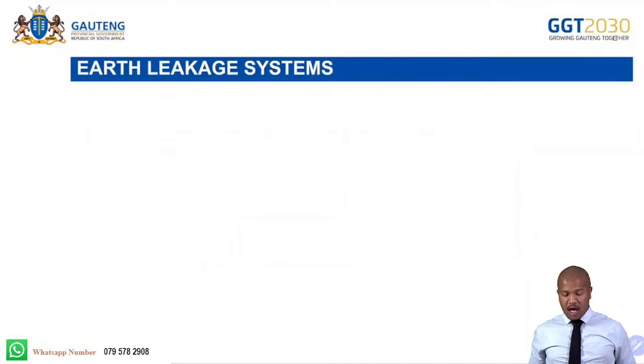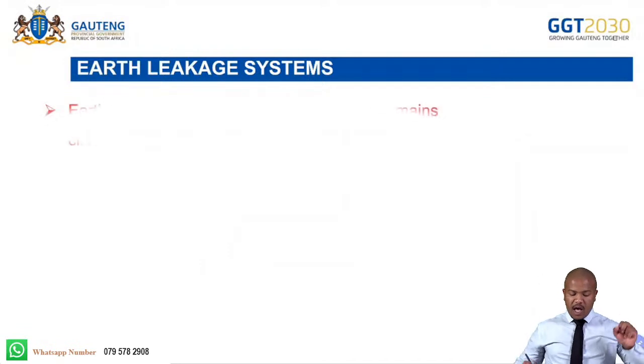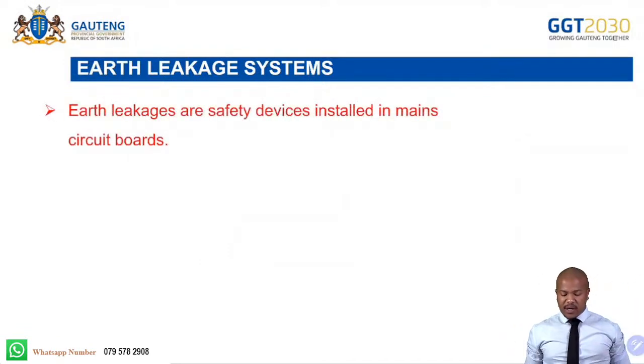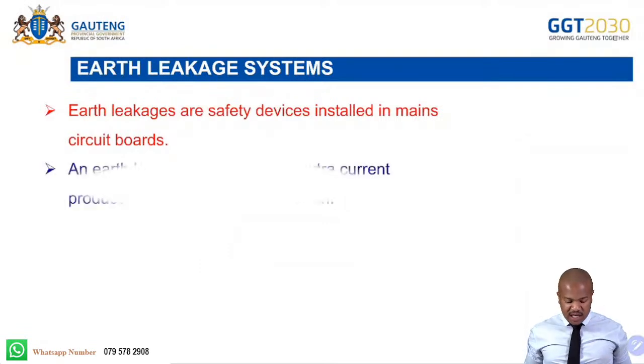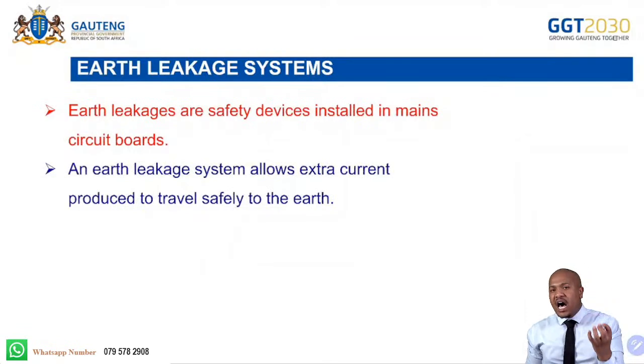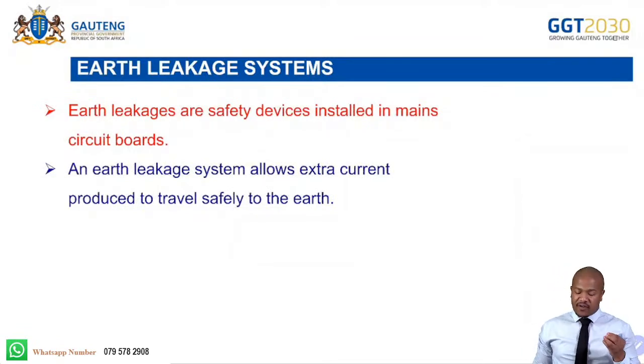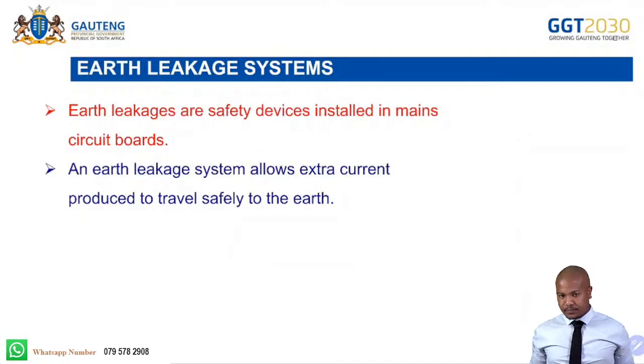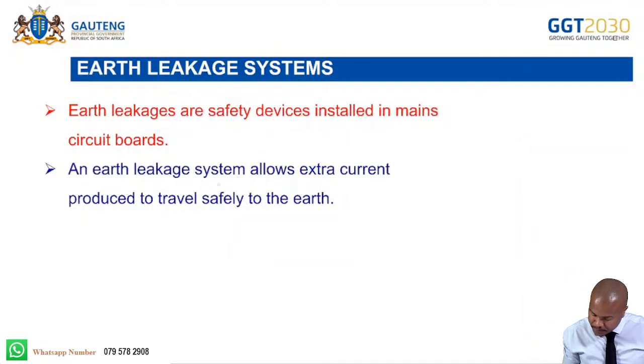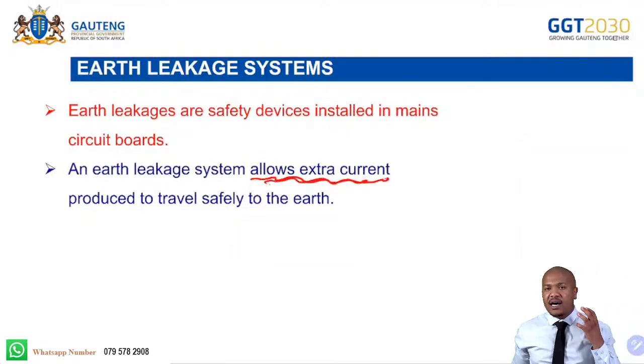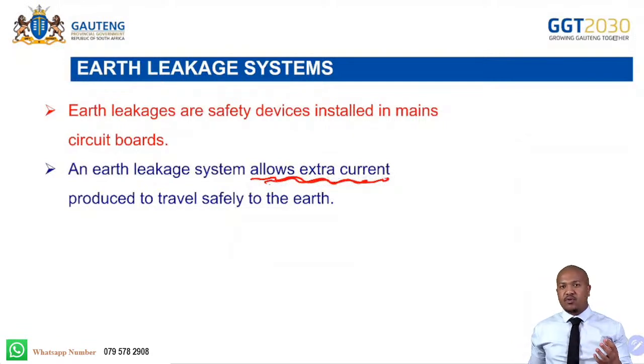Are we together? So now, let's move on to our earth leakage systems. Our earth leakage systems are also safety devices that are installed in the mains circuit boards. So their job here is to do what? Is to allow extra current produced to travel safely to the earth. So it is mainly about transporting or cushioning what? Extra current. Extra current that is provided where? In the circuit, so that it travels safely to the earth.